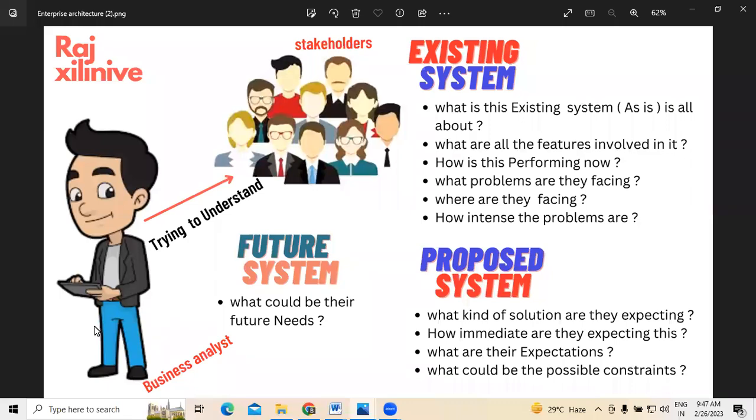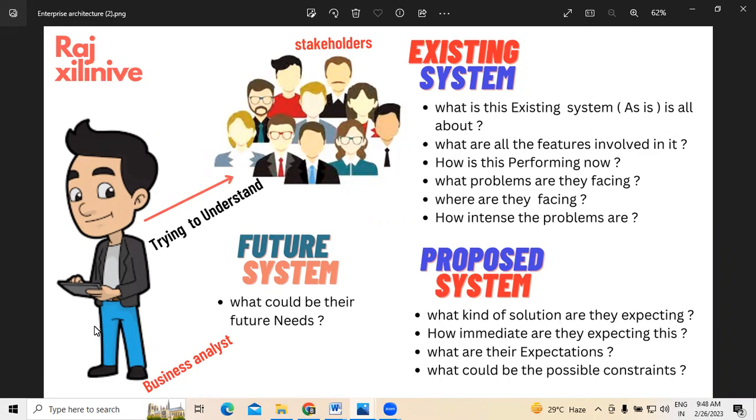Now, if you want to study an existing system, these are the points you have to consider. The first point: what is this existing system all about? Means what exactly is the traditional point of sale system? Point number 2: what features and functionalities are involved in it? Yesterday, I showed you some features in a Word document, if you remember. So one should understand the kind of features involved in it, followed by the functional and non-functional requirements, everything, right? So that we should know.